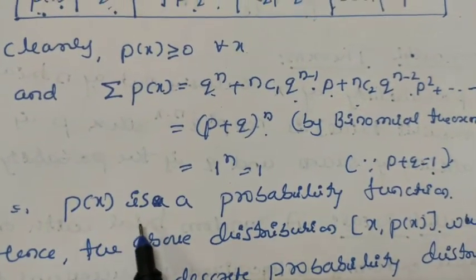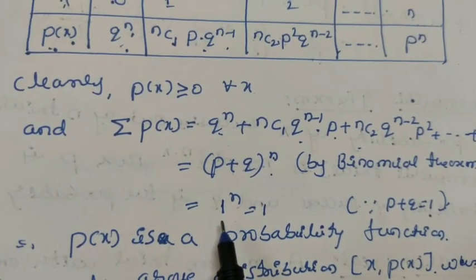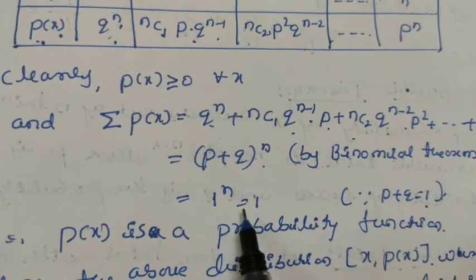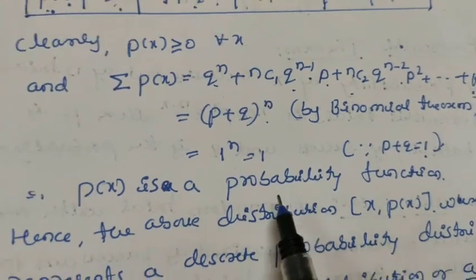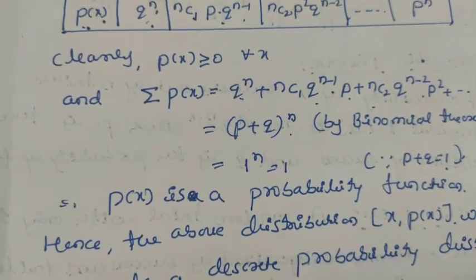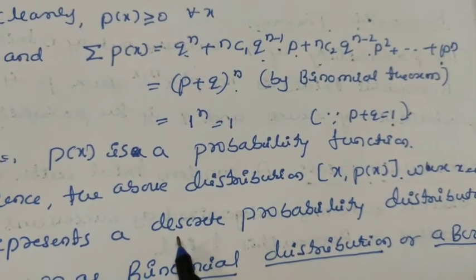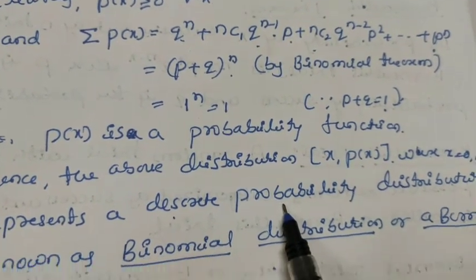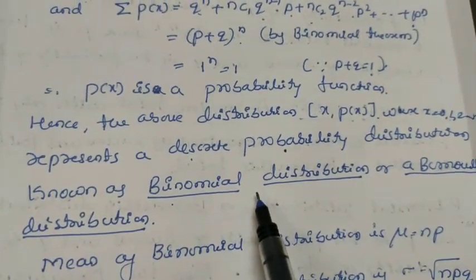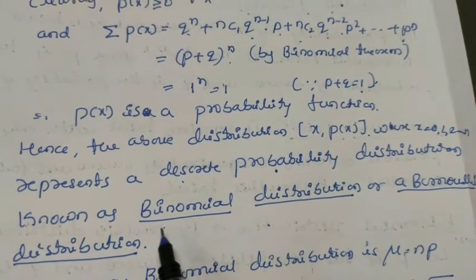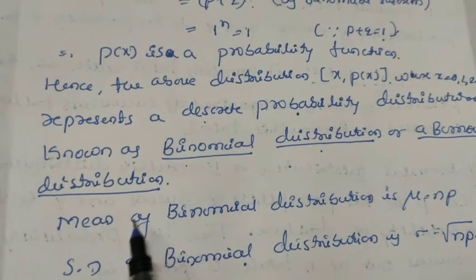So we know these two conditions: P of x is greater than or equal to 0 and sigma P of x equals 1, and we can say that this is a probability function, and we can call it a discrete probability distribution. This we studied in the last class. So we can say that this binomial distribution is a discrete probability distribution, known as the binomial distribution or Bernoulli distribution.